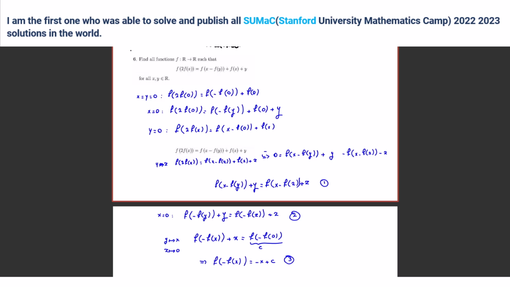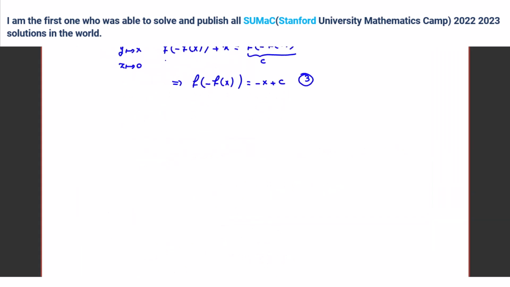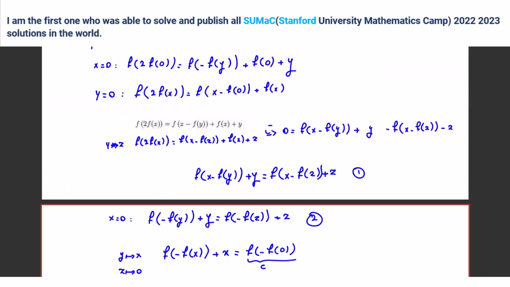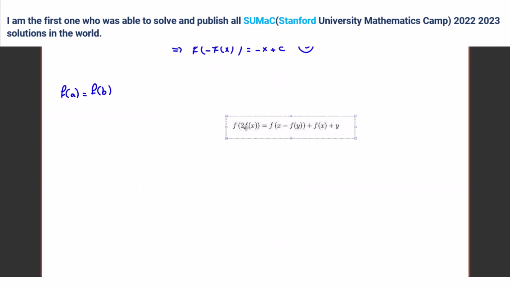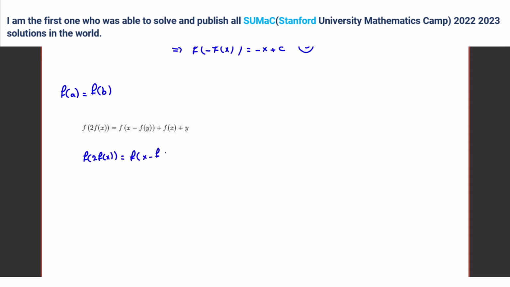Okay, wait. So if I set f of a equals f of b, I first set x is just x, and then I can set y equals a, and then y equals b. So I first get f of 2 f of x equals f of x minus f of a plus f of x plus a. Can you say it again? F of 2 f of x is equal to what? F of x minus f of a plus f of x plus a.